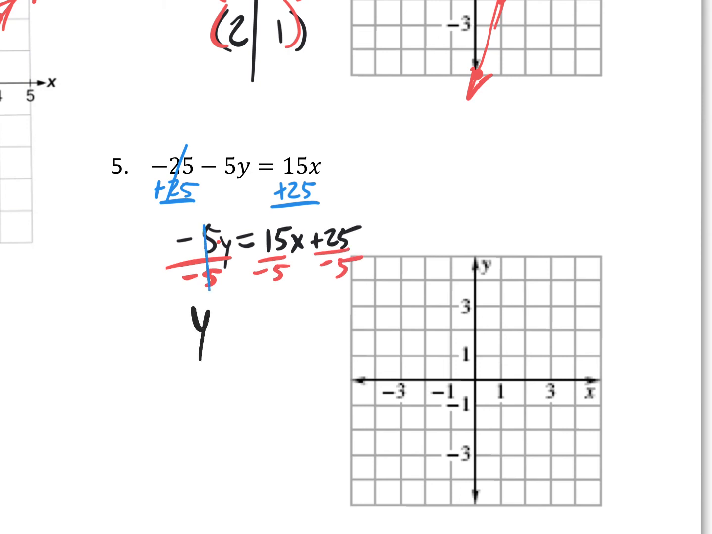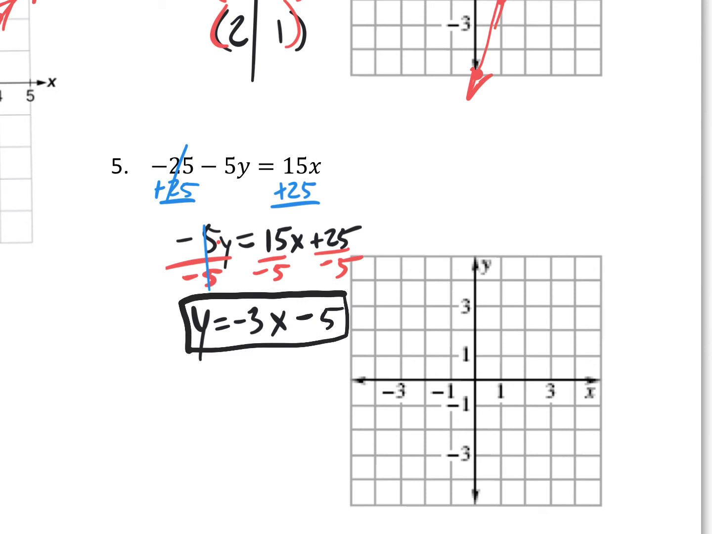We end up with a nice beautiful y. That's function form, getting y by itself. And right here, 15 divided by negative 5, that is a negative 3. And of course, it has an x on it. And last but not least, 25 divided by negative 5. You could use a calculator if you need it. That'll be a negative 5. So there's your function form equation. Y is by itself. And we call it function form.